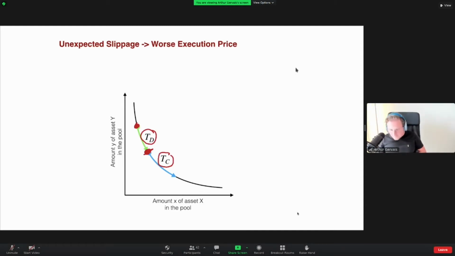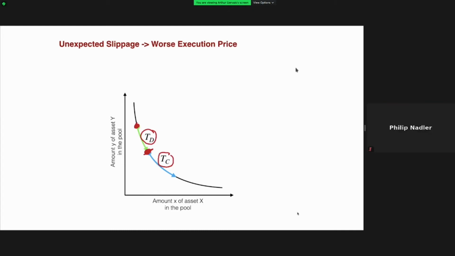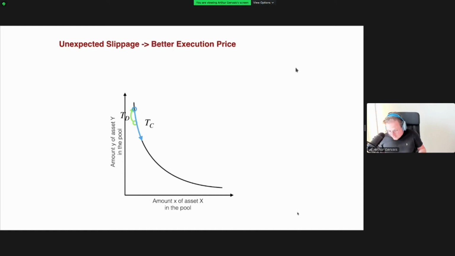Perfectly fine. Very, very well said. So you might get a worse execution price, but actually you might also get lucky. Sometimes you get a better execution price. So you don't really know what the resulting state is.